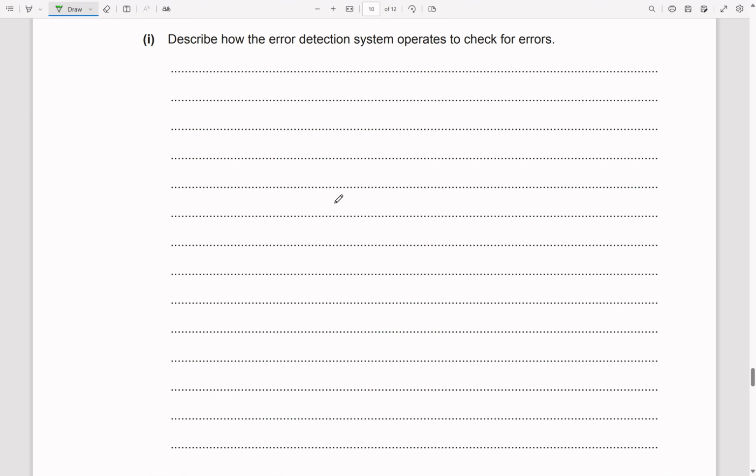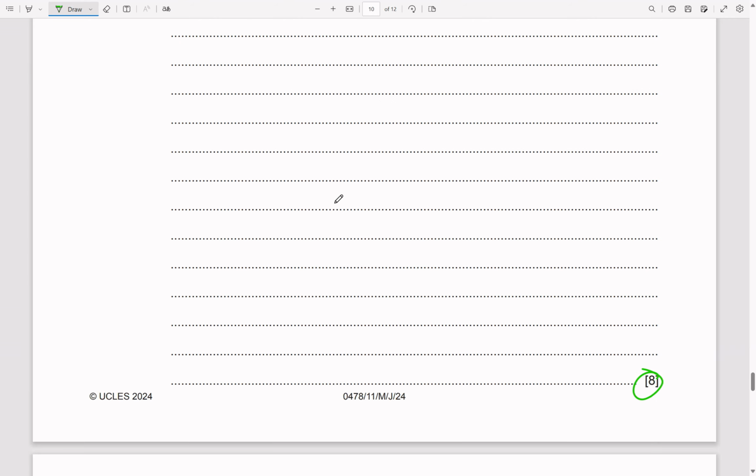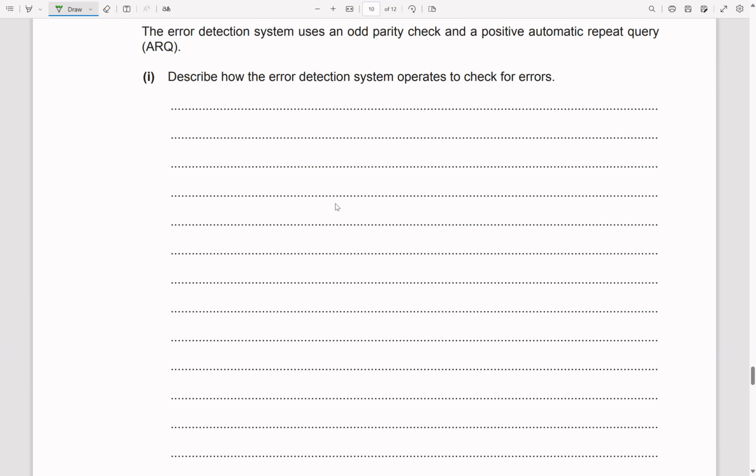I'm not going to write the whole thing because honestly, it's 8 marks. It's going to take too long. Let's just do it in bullet points.